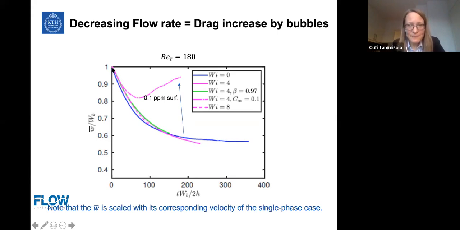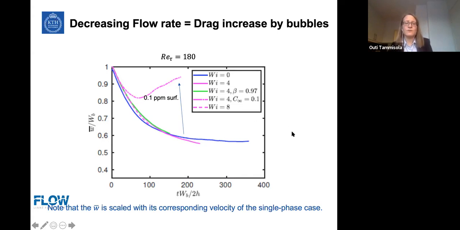So we start from the same as the single phase case. And then first of all, these bubble layers form, and then in almost all cases we get a much lower flow rate at the end. So actually we get a drag increase in all cases. But when we introduce this 0.1 ppm surfactant, the Triton X100, the experimental one, then actually we get much less drag increase. So the flow rate comes almost back to the single phase level.